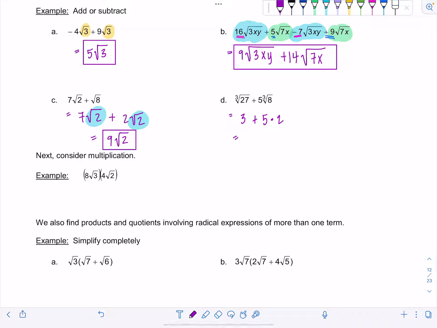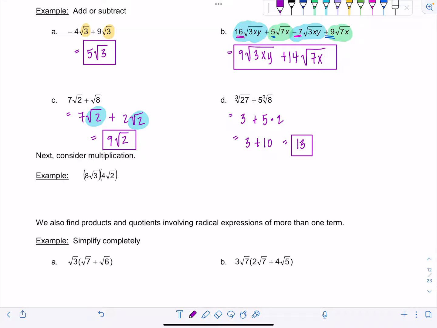We could have done this one back in kindergarten. So this is 3 plus 10, 13. Probably not kindergarten, but you know what I'm saying. Sometimes these problems look worse than they are when you just break them down. So now we're pretty much experts on addition and subtraction with radicals. Let's move on to multiplication.